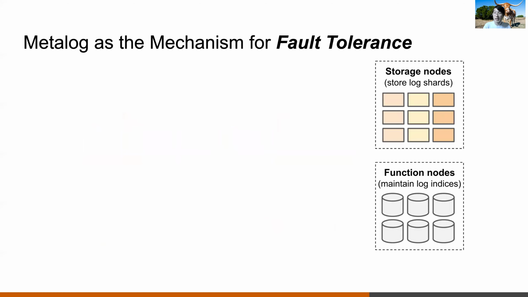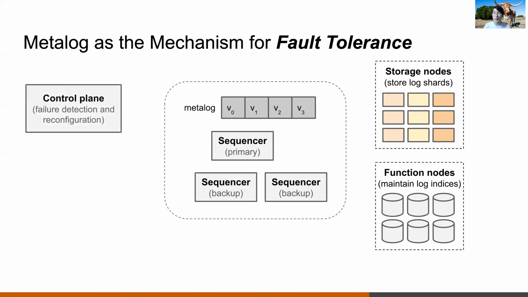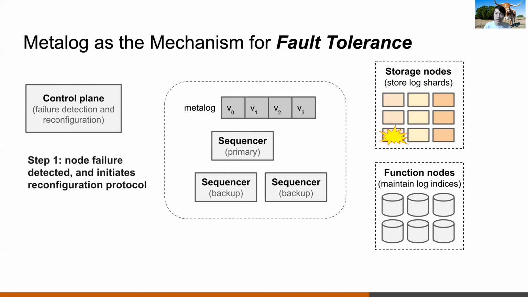Finally, we'll see the Metalog is also an important part of Boki's fault-tolerance mechanism. Recall that the sequencer maintains a Metalog used for log ordering, and there is another backup sequencer replicating this Metalog. Boki has a control plane for failure detection. Boki uses reconfiguration to handle failures, meaning setting up a new arrangement of nodes for every component. So when a failure happens, the control plane first detects the failure and then initiates the reconfiguration protocol.